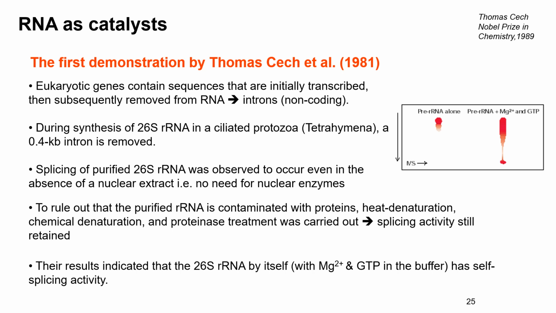Eukaryotic genes contain introns, which are non-coding sequences that are first transcribed and then later removed. It might seem wasteful for the cell to expend energy and resources to synthesize these regions only for them to be discarded. However, they serve an important function, which is to diversify the possible protein products that can be produced from the same gene.